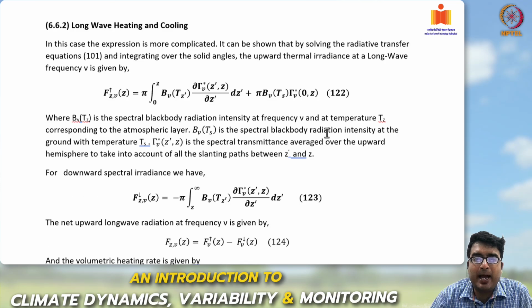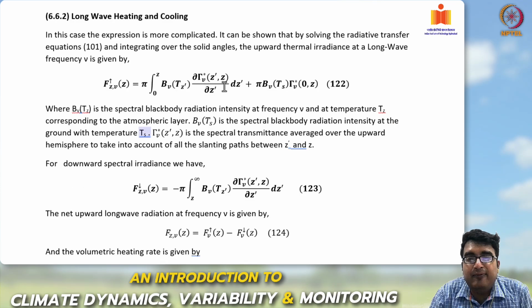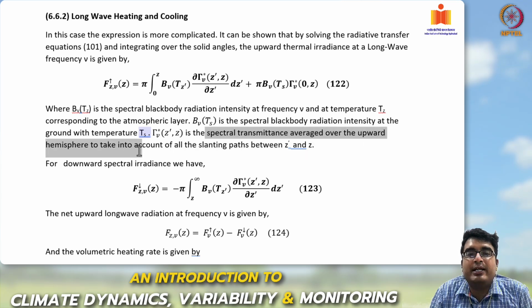So now let's go back. We have two expressions here. The first expression, the second expression has this transmittance term, tau nu star z prime to z. Tau nu star z prime to z is the spectral transmittance averaged over the upward hemisphere to take into account all the slanting paths between z prime and z.